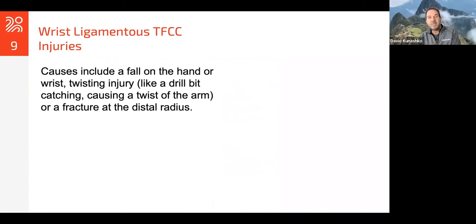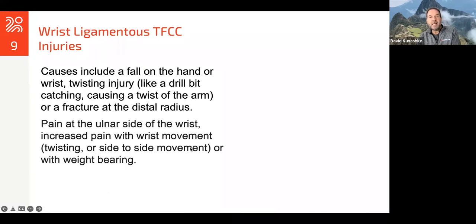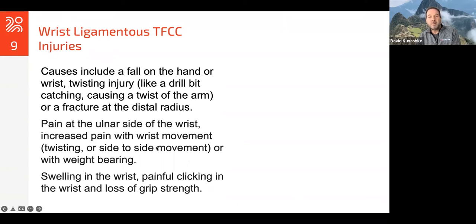And again, as I mentioned earlier, it could happen with a fall, but oftentimes it's with twisting injuries, like using a jackhammer or a drill bit or whatever it is you're doing for DIY at home. So the pain obviously is going to be located in the ulnar side of the wrist. It's increased with movement, especially with twisting or side to side movement or weight bearing.